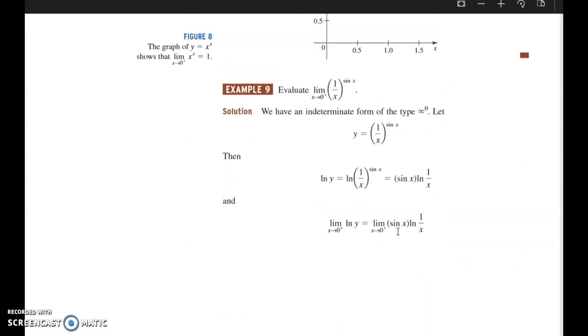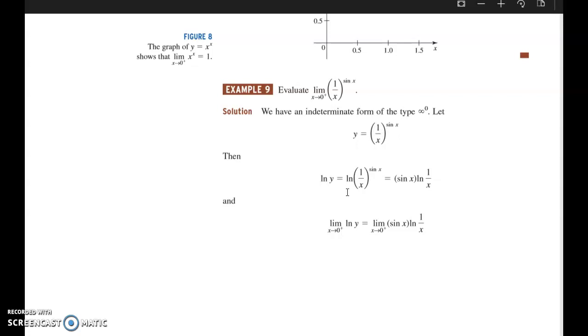Similarly, we have to do the next problem. Evaluate limit x tending to 0 plus of 1 by x raised to sin x. This is of the type: 1 by x as x tending to 0 is infinity, and sin 0 is 0, so it is the infinity raised to 0 form. What do we have to do? The first step: y equal to 1 by x raised to sin x.